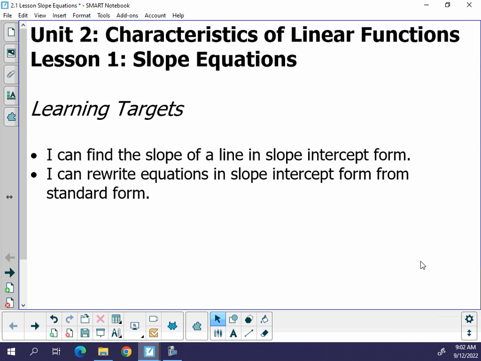Today we are going to start talking about lines in the coordinate plane, the XY coordinate plane, where we can plot points, graph lines, and we're going to talk about slopes of those lines.